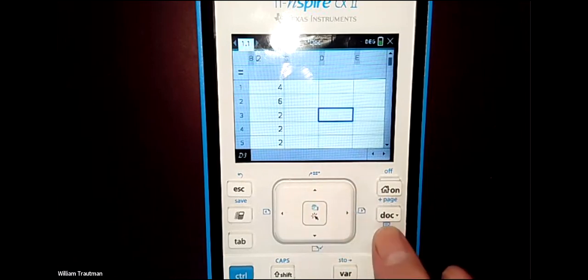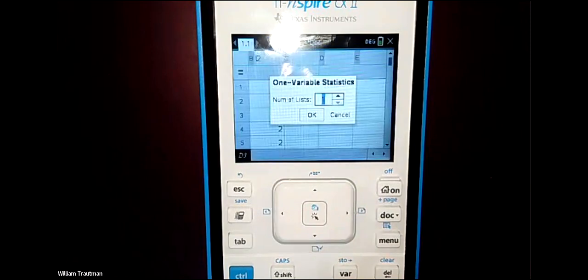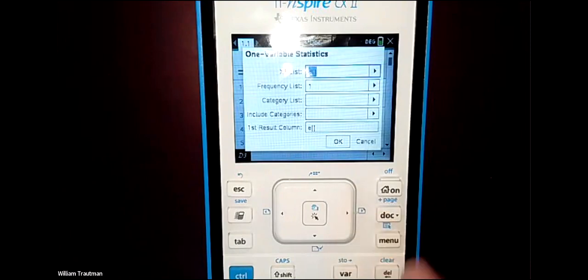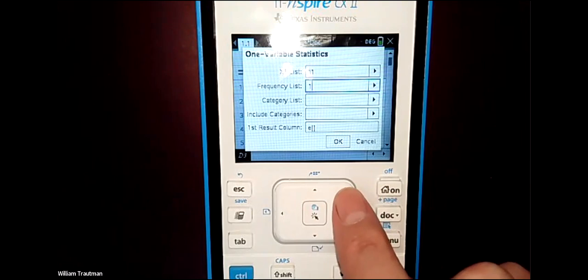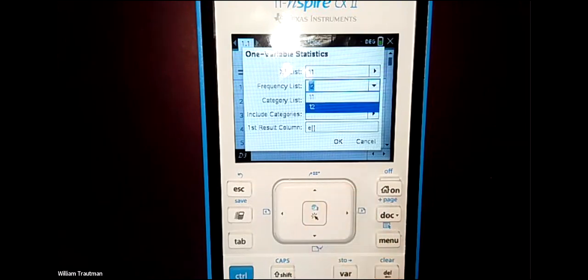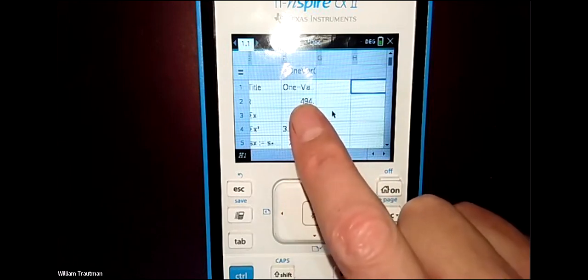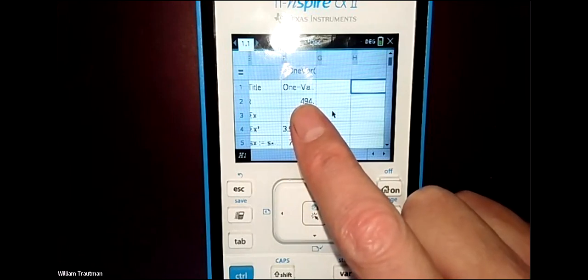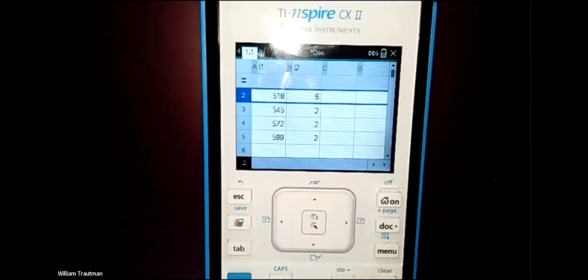And you go to menu 4, 1, 1. And we always use one list. Here, I'm going to put L1. And in frequency list, even though we only use one list, the frequency list, we're going to put L2. And our average, find a sample mean, I get 494. So that doesn't seem right. Give me a second.